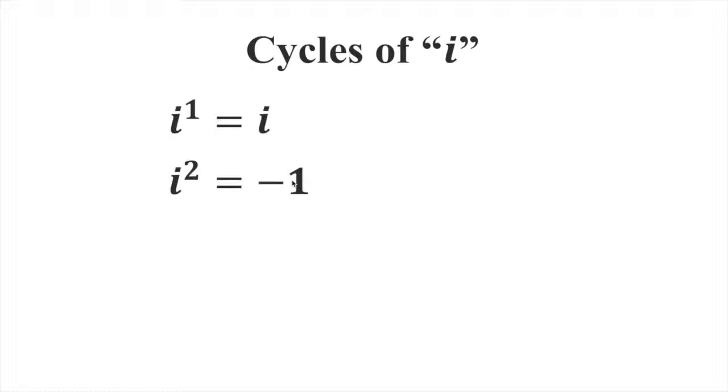Well, i cubed, let's talk about that for a second. i cubed is the same thing as i squared times i. Well, i squared is -1. -1 times i is -i.